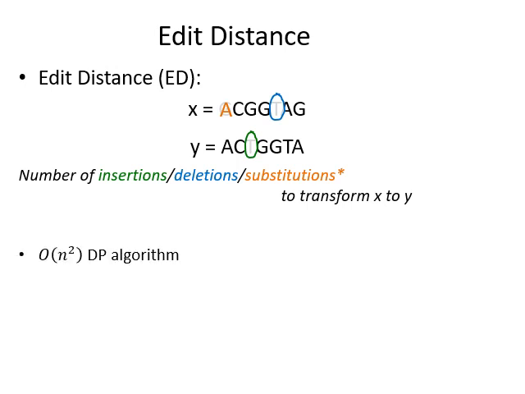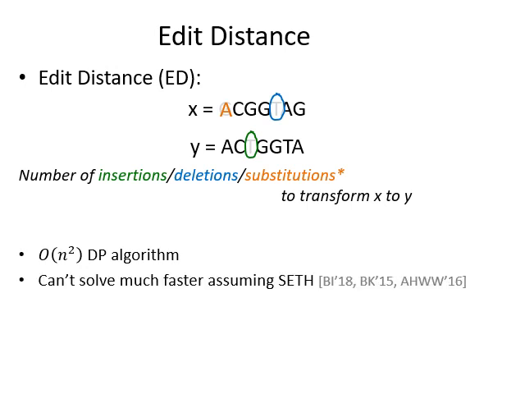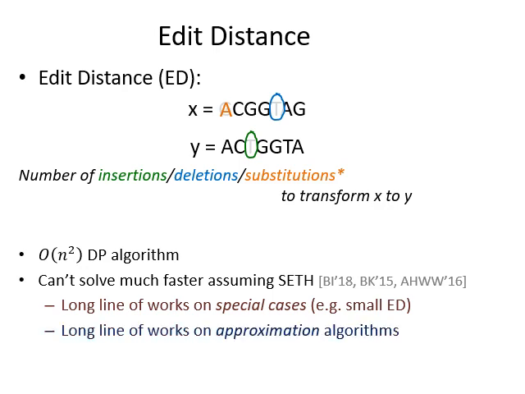There's a quadratic time dynamic programming algorithm, and it turns out you cannot do much better assuming the strong exponential time hypothesis. To overcome this quadratic barrier, there is a long line of work on special cases such as small edit distance, and also a long line of work on approximation algorithms. We'll talk about both later. The holy grail for both of those is to overcome the quadratic barrier and get as close as possible to linear.